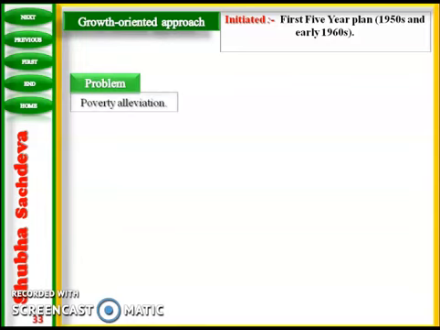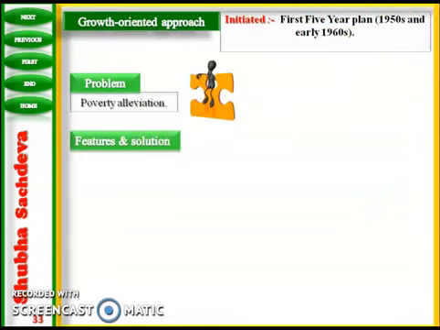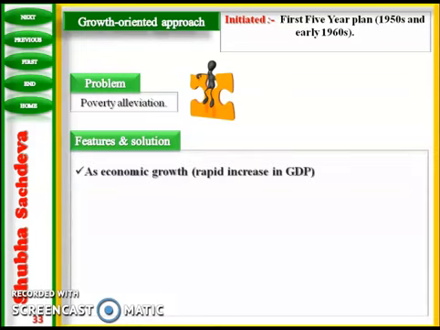The growth oriented approach was initiated in the first 5-year plan, that means the 1950s and early 1960s. What was the problem to be discussed here? Poverty alleviation. The main problem was that we have to eradicate poverty as soon as possible. So first the government took the growth oriented approach, which talks about growth. As I told you earlier, whenever the word growth comes, please keep in mind they are talking about GDP, because growth can be measured by GDP only.